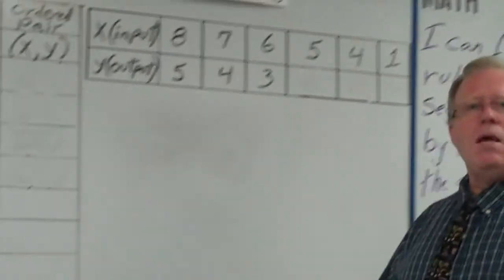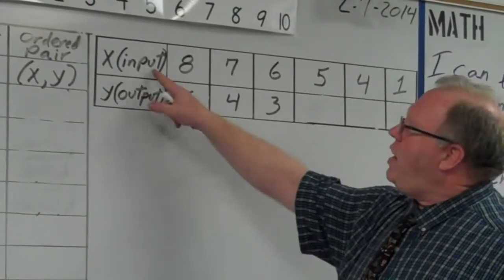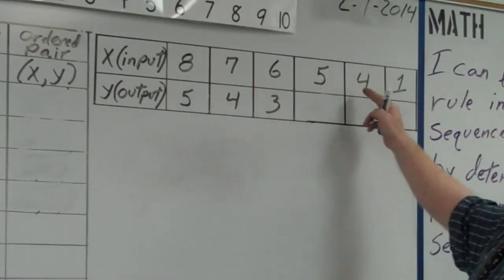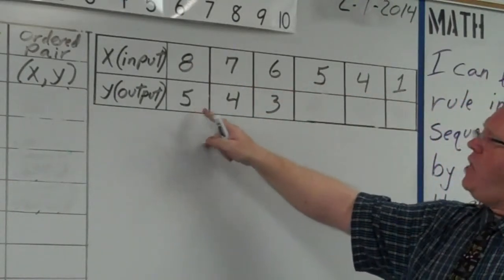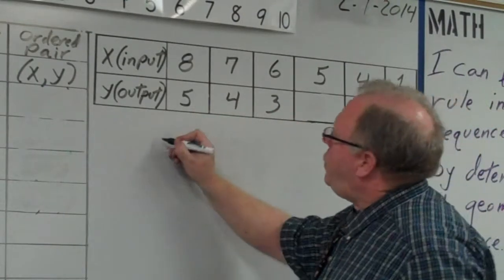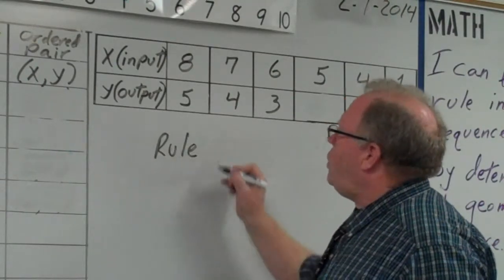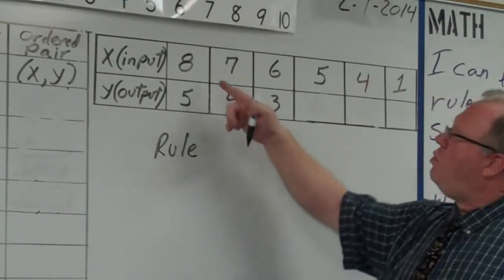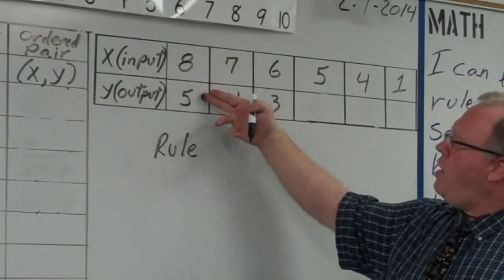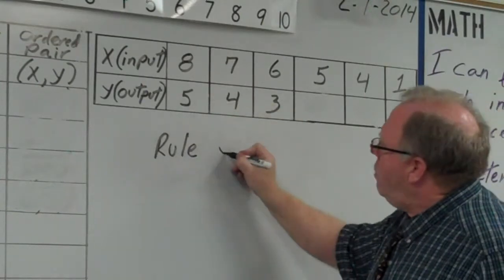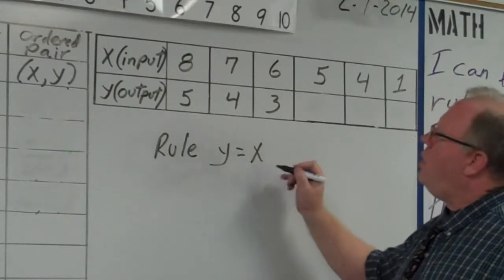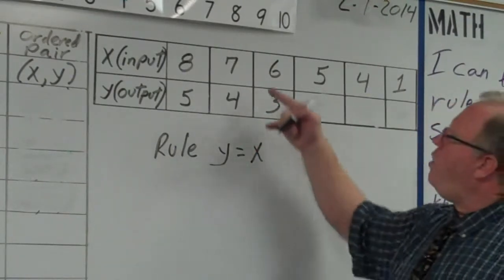We've got a nice sequence table here first, and we've got x input, y output, and our x values are all filled in: 8, 7, 6, 5, 4, and 1, and then our y is 5, 4, and 3. We want to find out what the rule is for this sequence table. Okay, what is the rule? Well, 8, and that's 5, so 8 minus 5 is 3. We might have something here. We're going to try it again before I put down the final piece.